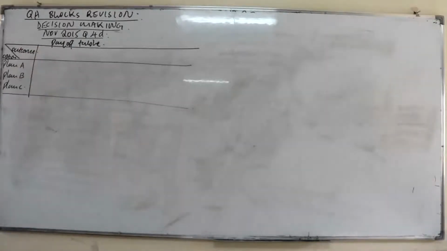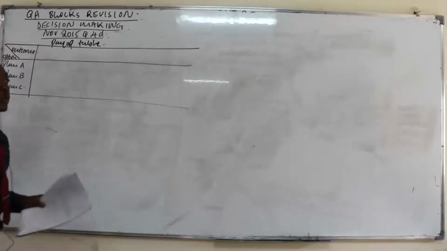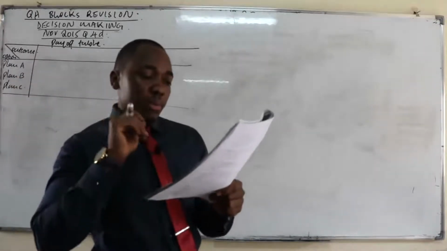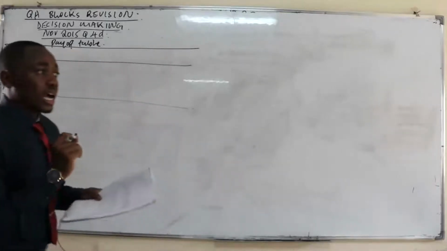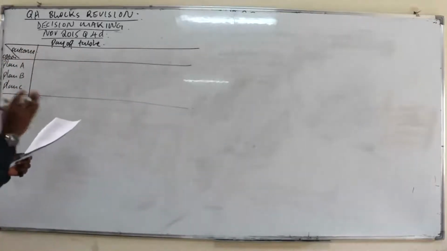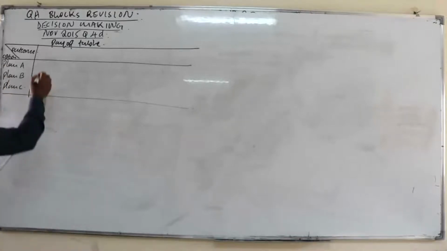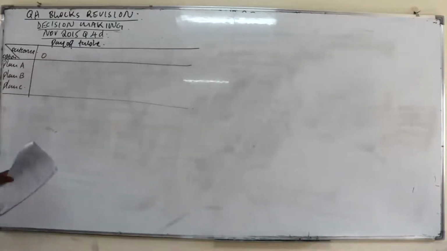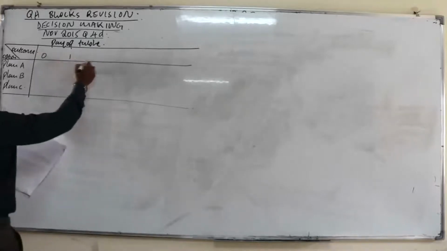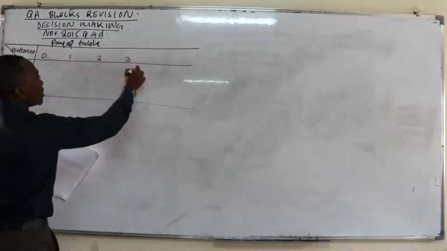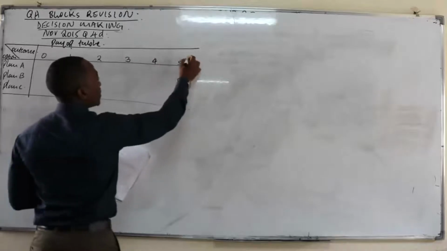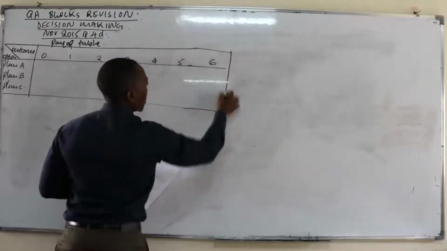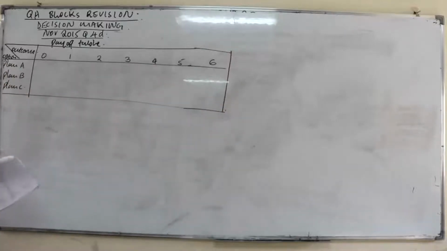Then we have the outcome. Now, in this case, the outcome will be based on the number of houses sold. And you're told that the maximum number of houses she can sell is 6. So that means for the outcome, you can sell 0 houses, 1, 2, 3, 4, 5, and a maximum of 6. That's what we need now to evaluate.